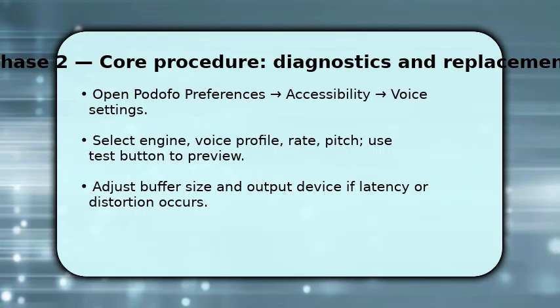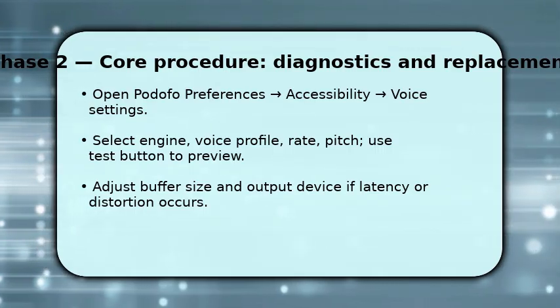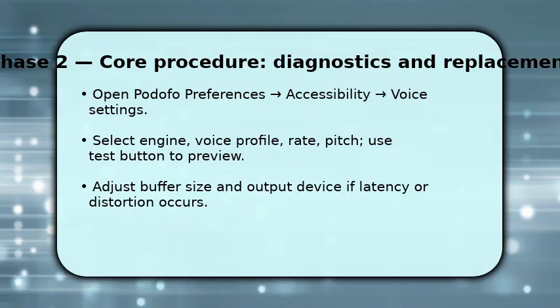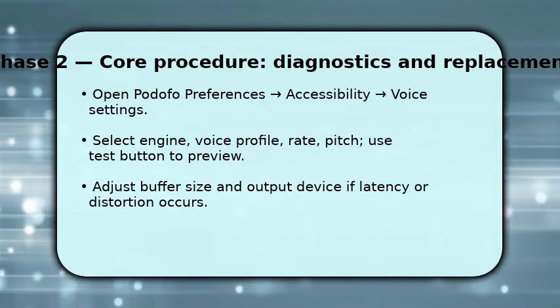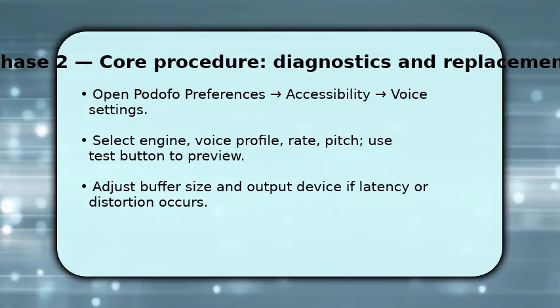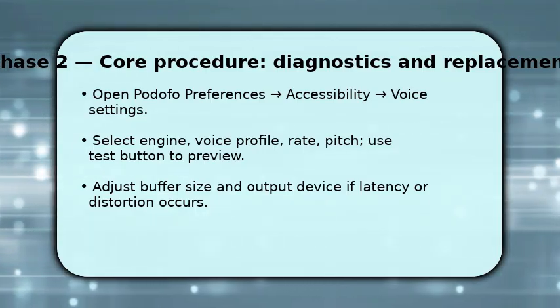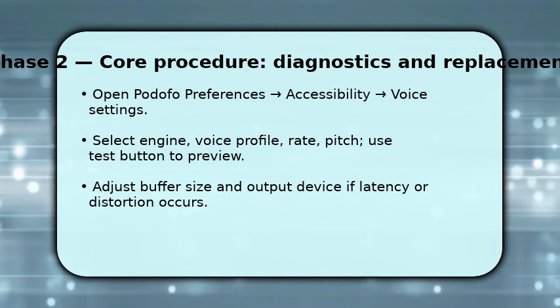Once you hear the preview, change buffer size and output device to reduce latency or distortion. Make incremental adjustments and retest. This ensures spoken text remains intelligible and synchronized with on-screen events.